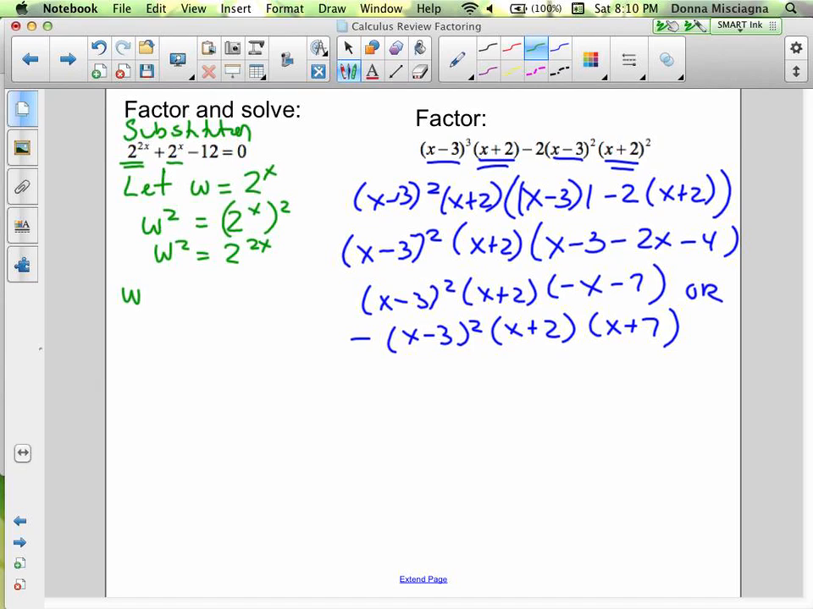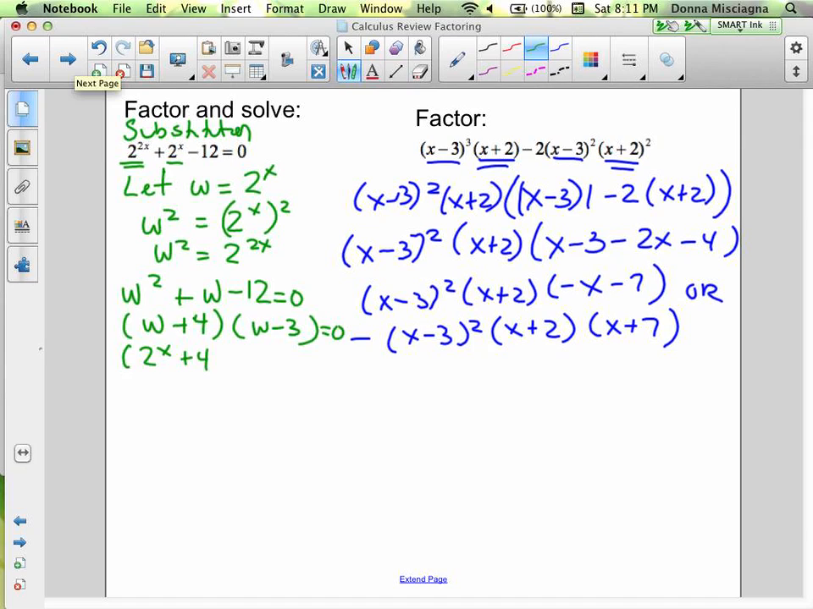So we got w squared plus w minus 12 equals 0. Well, that's a really easy one to factor. We don't even need to factor by grouping. Two numbers that multiply to give me negative 12 but add to give me 1 are going to be w plus 4 times w minus 3. But we put the w's in, so we've got to take the w's out and make that back to being 2 to the x.